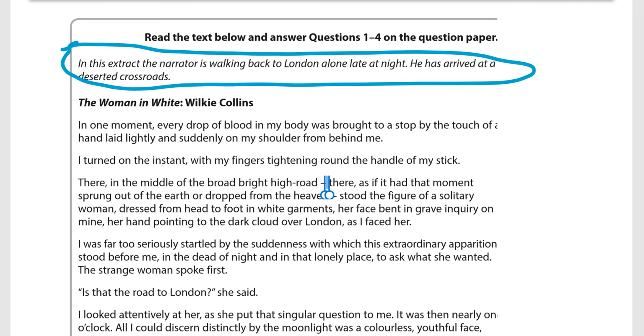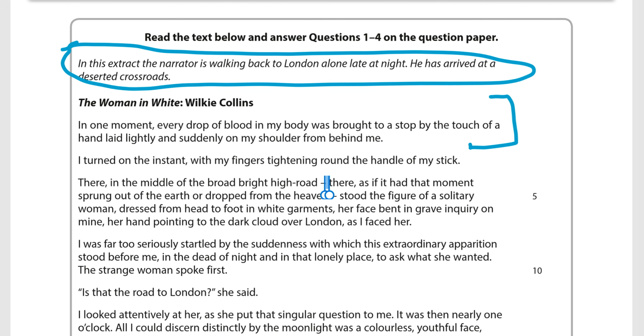So let's have a look. So lines 1 to 2. Now we're thinking, oh, where's lines 1 to 2? Because we've only got lines 5 and 10 marked. So you just count from the beginning of the actual text, so not this bit at the top, just here. Okay. So in one moment, every drop of blood in my body was brought to a stop by the touch of a hand laid lightly and suddenly on my shoulder from behind me.